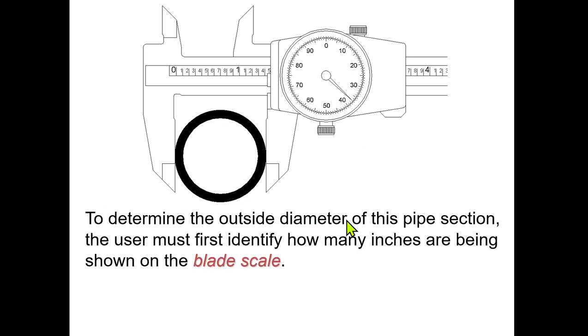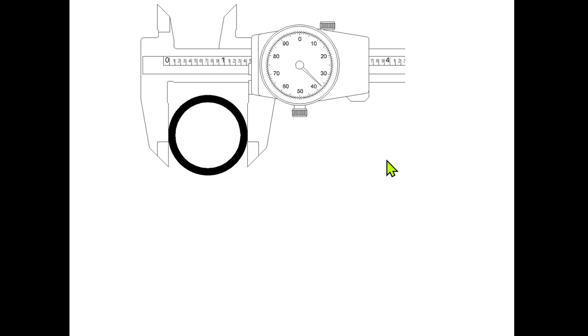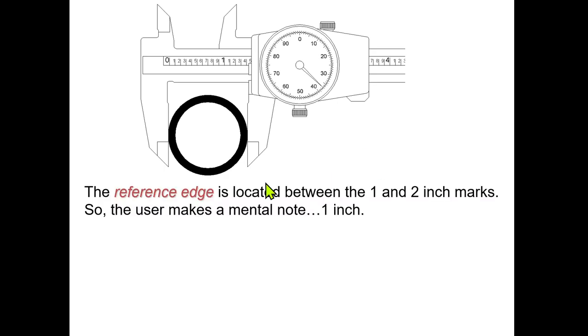To determine the outside diameter of this section of pipe, the user must first identify how many inches are being shown on the blade scale. How many inches do we have here? We've got 1 inch shown on the blade scale. The reference edge is located between the 1 and the 2 inch marks, so the user makes a mental note, 1 inch. I'll record that on a piece of paper if I need to.